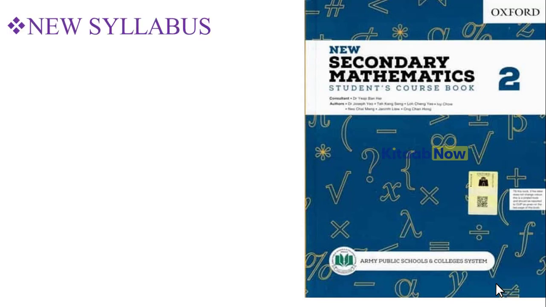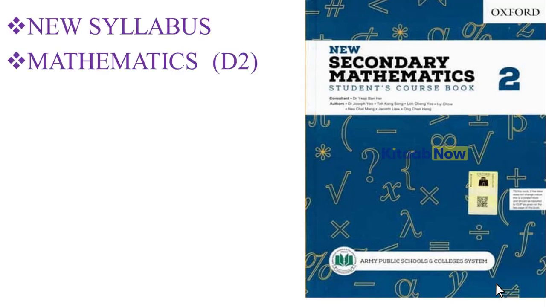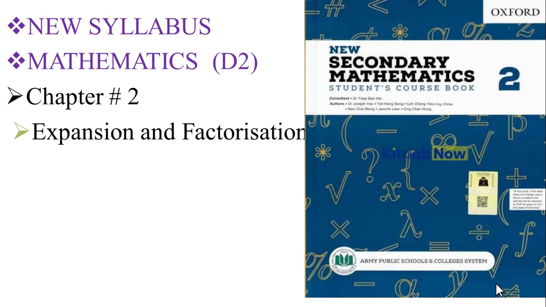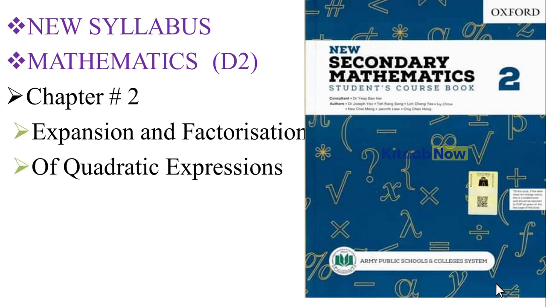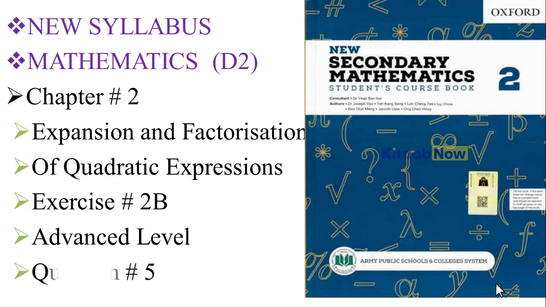Today we will solve new syllabus Mathematics D2, Chapter 2: Expansion and Factorization of Quadratic Expressions. Now in Exercise 2B, advanced level question number 5. Today we will solve advanced level question number 5. In question number 5, factorize each of the following expressions completely.